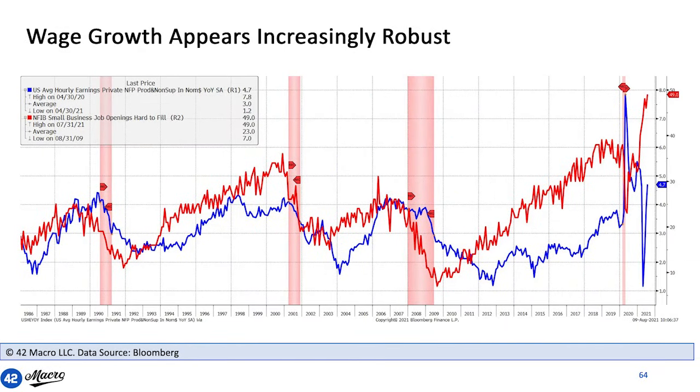So the blue line is showing year-over-year average hourly earnings for private sector employees. The red line is showing NFIB small business job openings hard to fill. That's making a new all-time high there as well. So it's looking like wages are really starting to move.